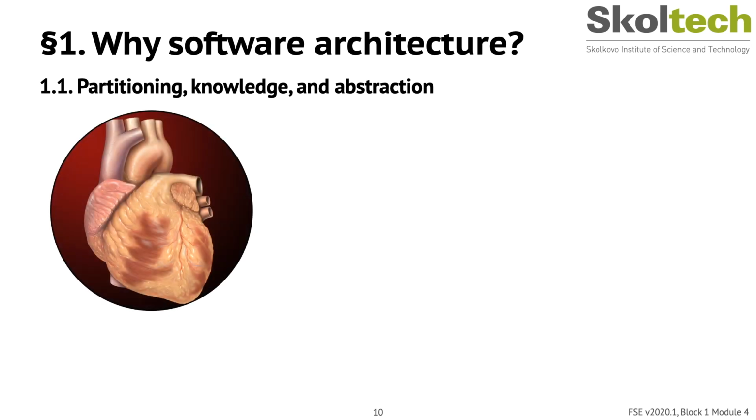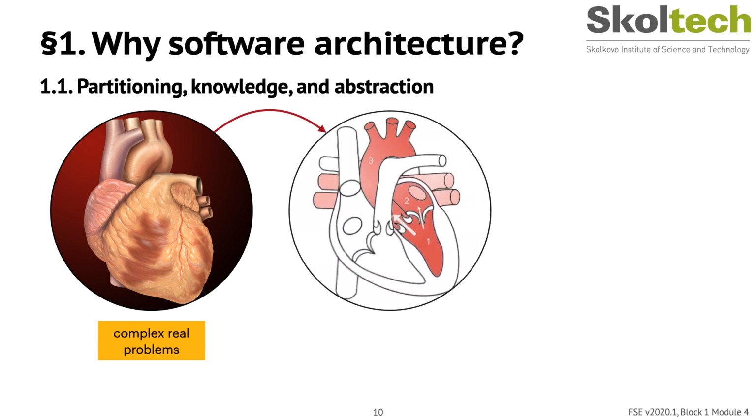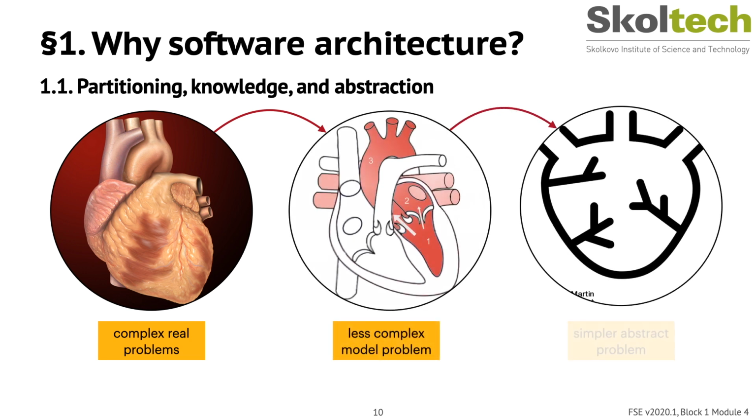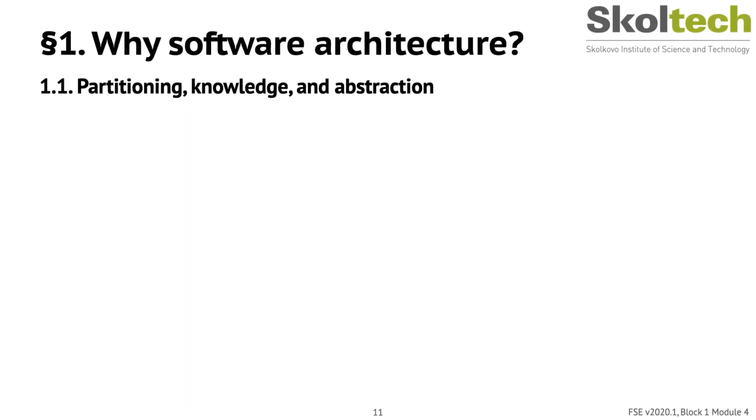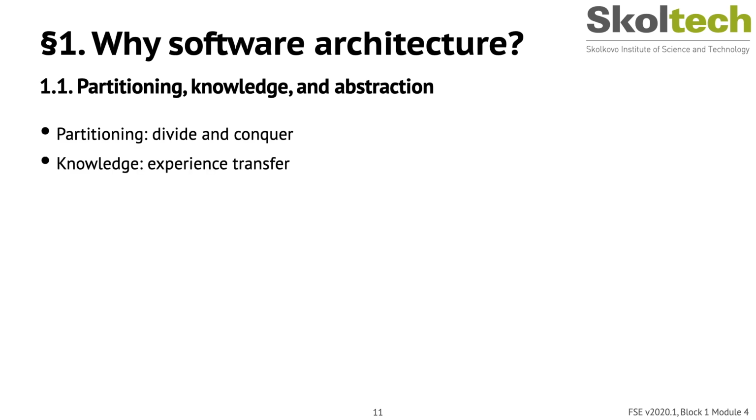Abstraction can effectively combat complexity and scale because it shrinks problems, and smaller problems are easier to reason about. So software architecture is one such weapon that will help you address the complexity and scale of software systems. It helps you partition software, it provides knowledge that helps you design better software, and it provides abstractions that help you reason about software.